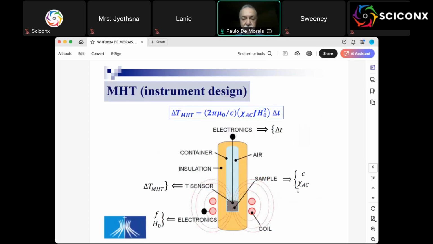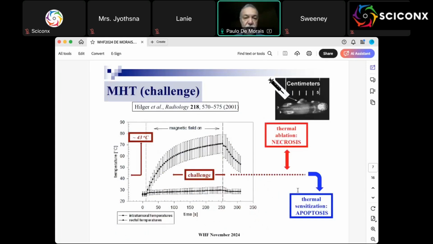So you can control the heating. At the end, you can control the heating by controlling your instrumentation parameters and also controlling the particular characteristics of the magnetic nanoparticles. Okay, here is one example of how you can measure the heating of the nanoparticles. This experiment is reported in this paper.